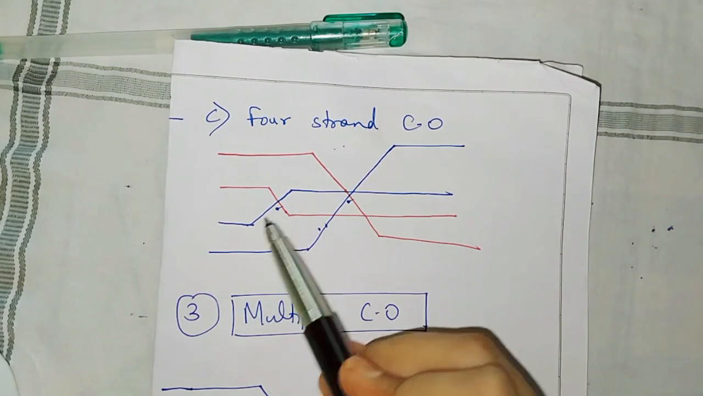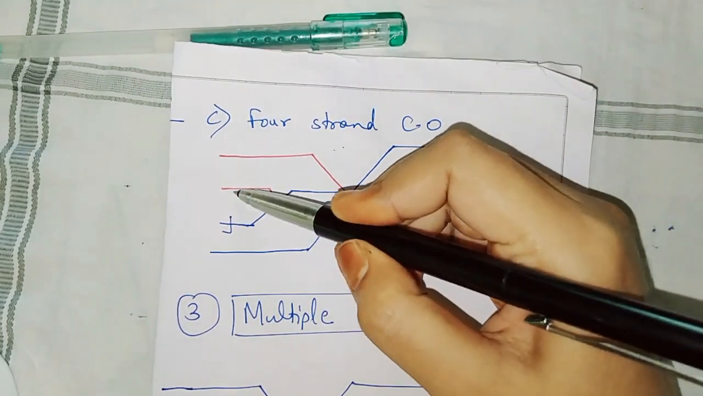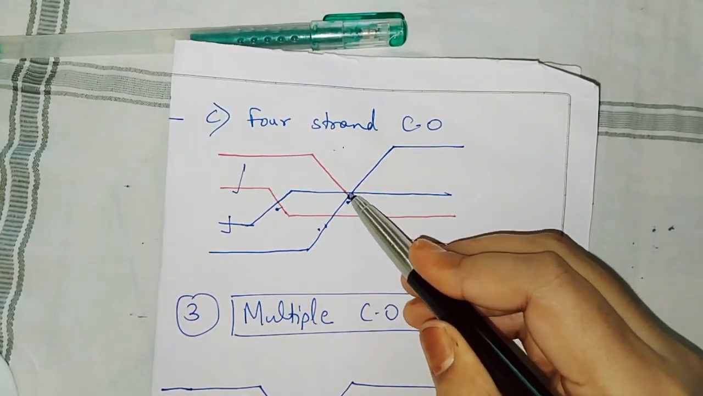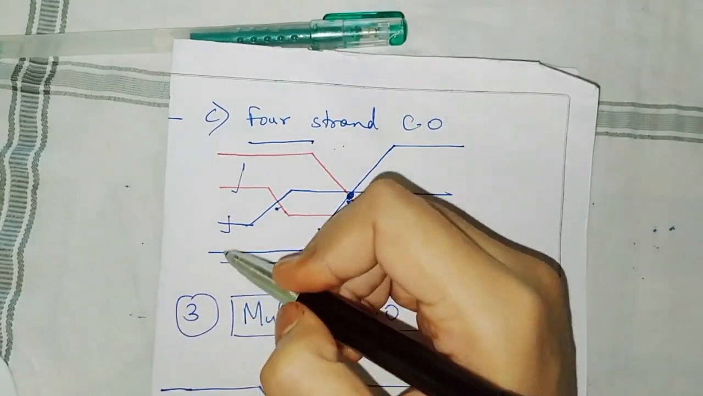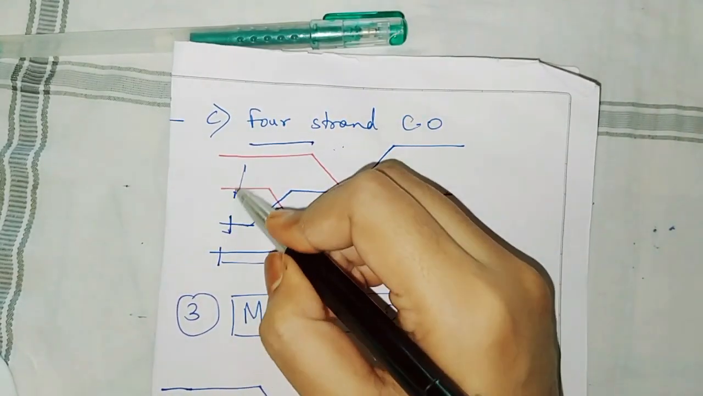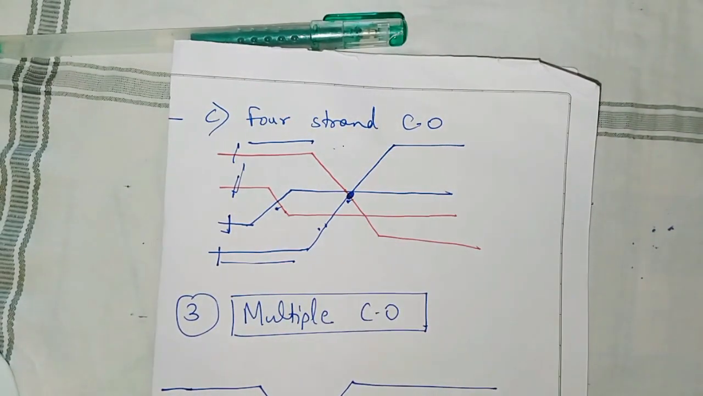See, this exchange is taking place because of this one and this one, and this exchange is taking place because of this blue one and this red one. So at once over here this one, this one, this one and this one, 4 strands are involved.